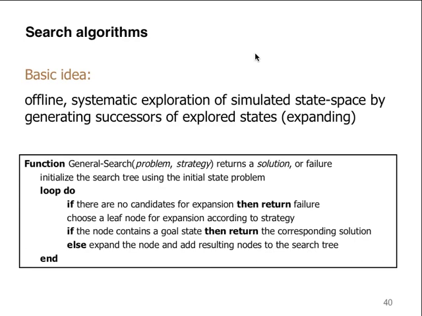The basic idea is we want to do it offline, which means we're going to know about the information and research it. We're not going to do it while we're gathering the data. We're going to take the data and analyze it after we've obtained it. It's going to be a systematic exploration of simulated state space by generating successors of explored states, expanding the states. So we can simulate this space by expanding or sampling the space.